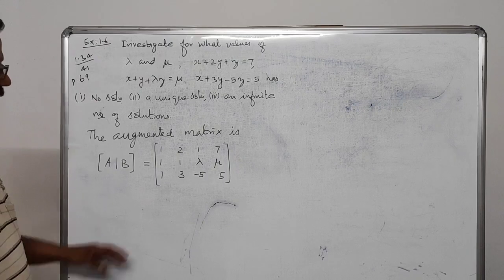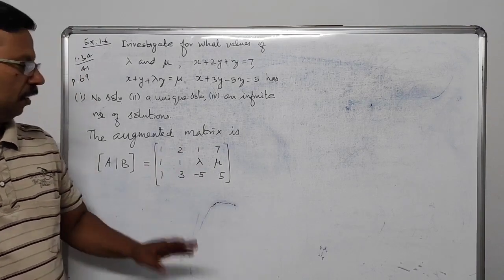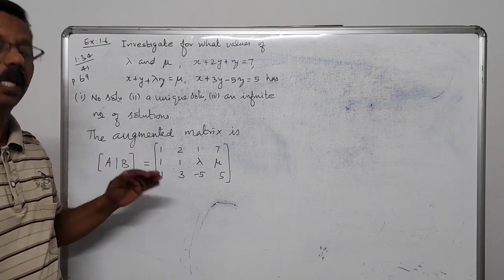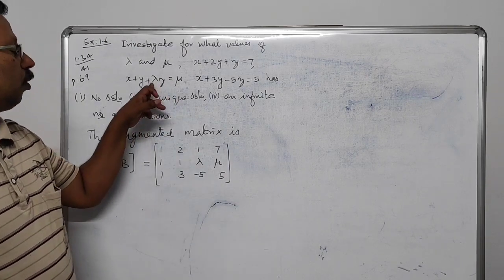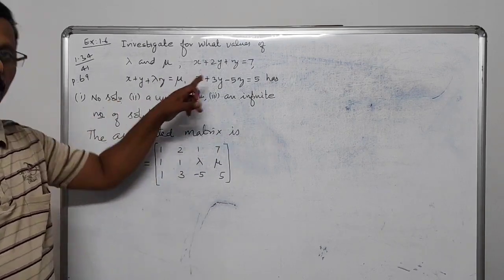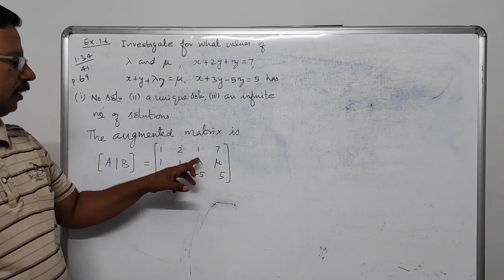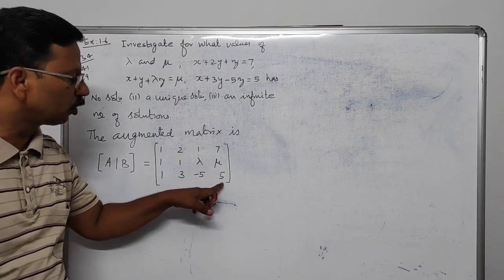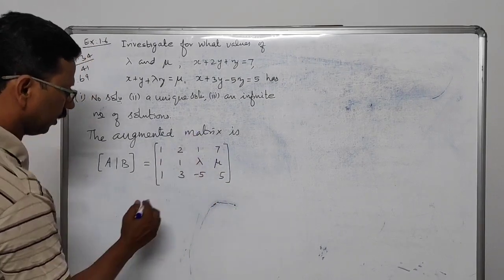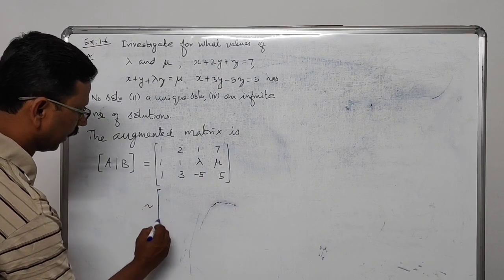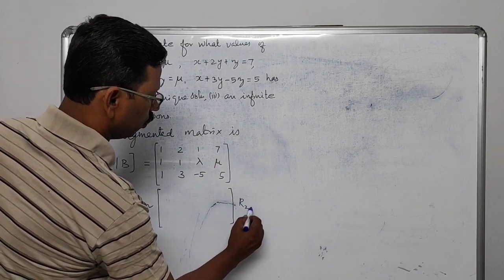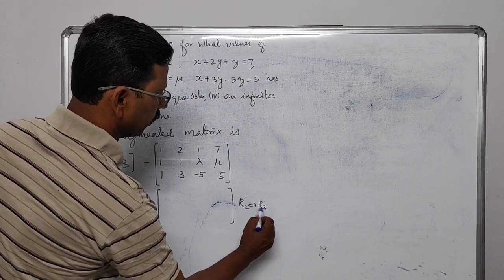Now after this we try to bring this augmented matrix into row echelon form. For that I have to check whether the first element is 1 or not. As it is 1, you can make these two elements zero very easily. Before that, since the unknowns lambda and mu are there, and I have to discuss different types of solutions, it is better to keep lambda and mu in the last row. Therefore we have to interchange the second row and third row, R2 with R3.